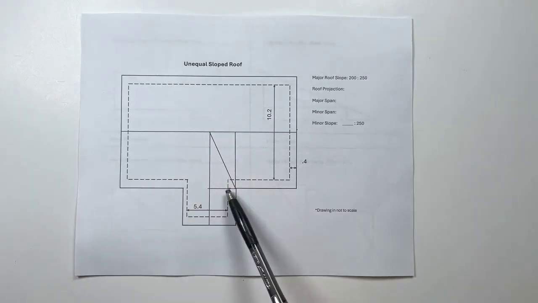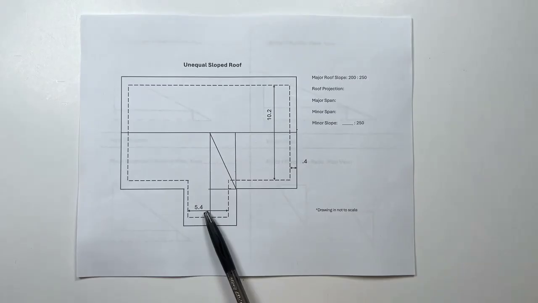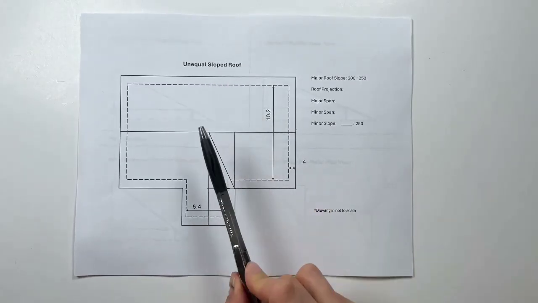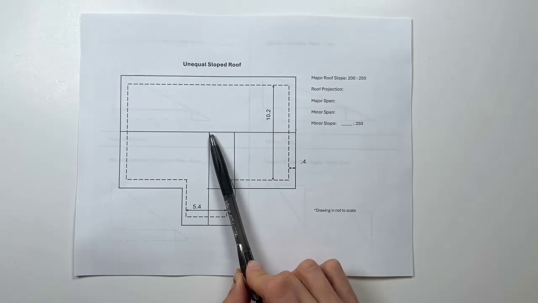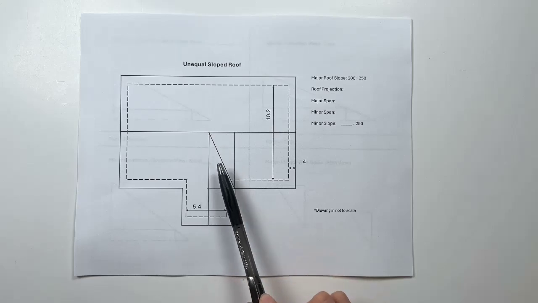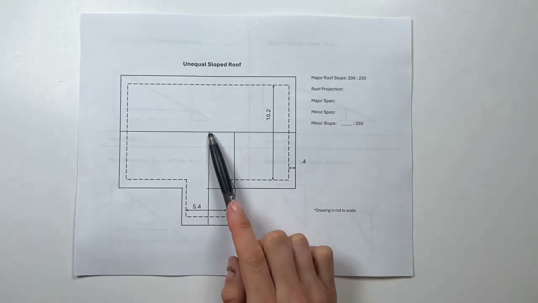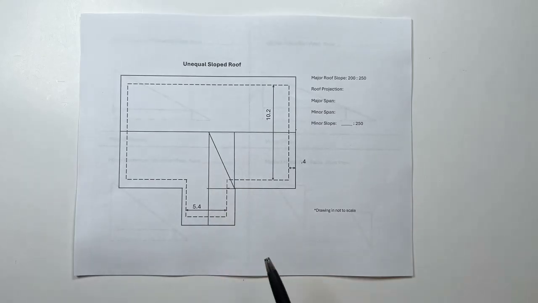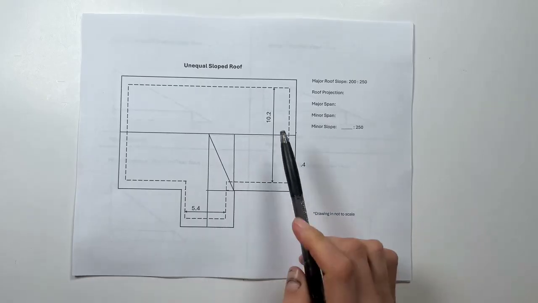We have a roof, we have a major roof, so that is the main big roof, and then we have a minor roof. They're unequal sloped, and you can see here in this plan view that the ridges meet, which means the ridges are the same height, which means the total rise of each roof will be the same because they all meet at the same spot at the peak. The drawing is not to scale, just so you know. So let's see about our measurements here.